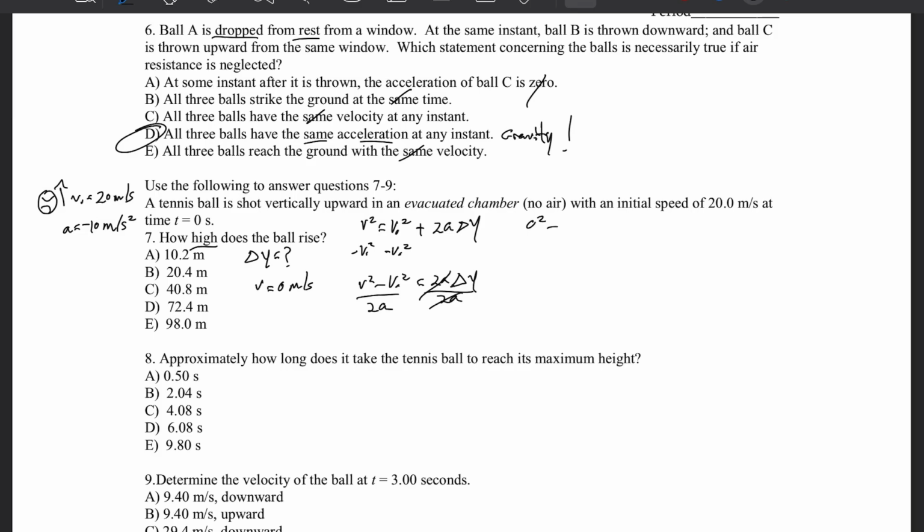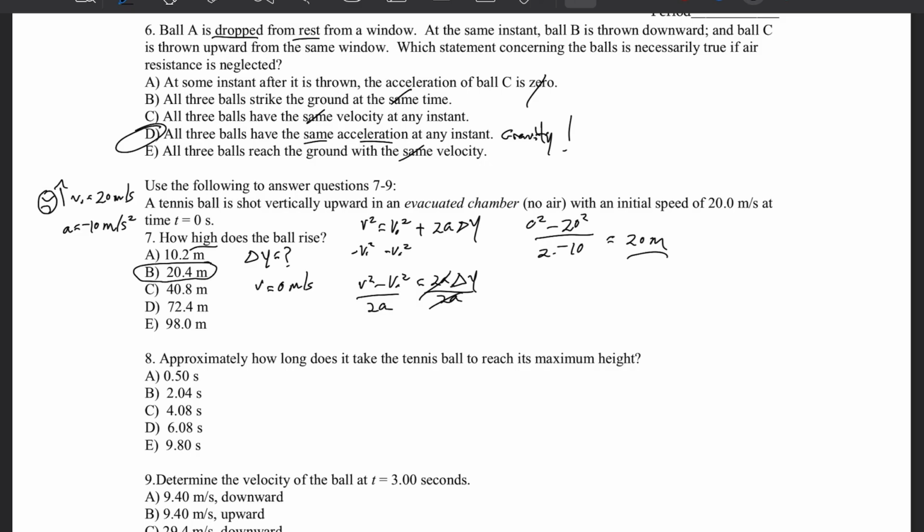We can plug in our numbers. V squared is 0 squared, and then we're going to subtract 20 squared, and then we're going to divide by 2 times negative 10, negative 20. So if I do my math correctly, it looks like it should be 20 meters. Yeah, it is. So my best option there is B, 20.4 meters.